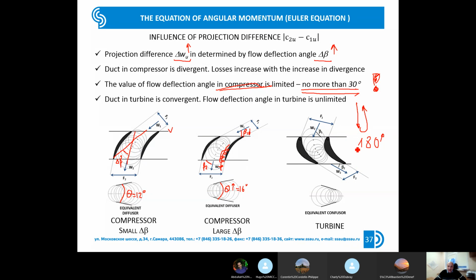What I want to say is that's why we have some limitation on the value of the flow turning angle in the turbine, but this angle could be very high. For example, I know high pressure turbines which have angles of approximately 130 degrees. So the main idea is that in the turbine, because we have no separation in the confuser channel, we could provide much more flow turning angle, and it finally increases delta W.